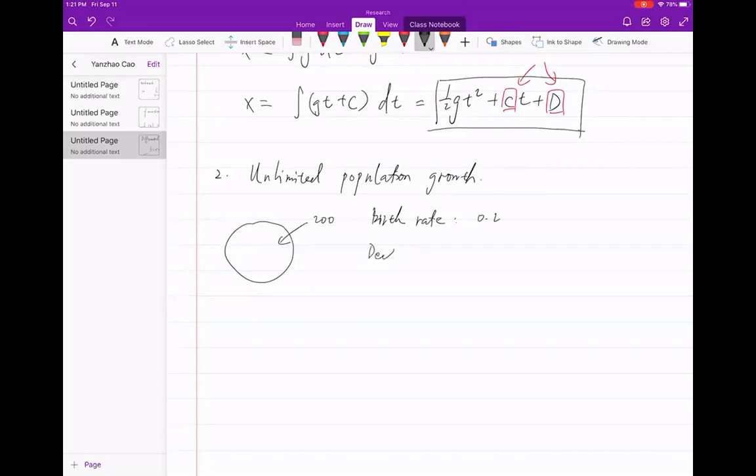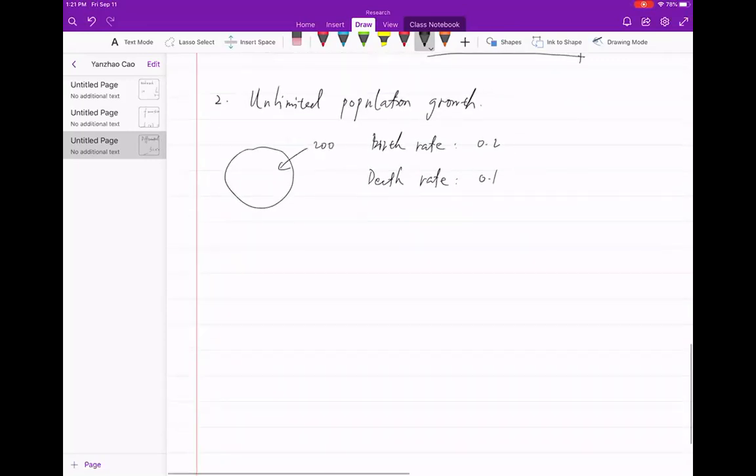And the death rate is going to be 10%. Let's just assume for the most simple case, they just stay constant. And we have unlimited resource, so people don't kill each other. Okay, so they just give birth and then naturally die. That's it. Okay. Now my question becomes, what will the population look like? What is the population as a function of t?